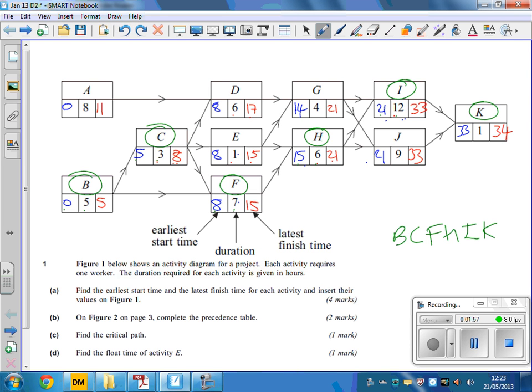And the other one it asks down here is, what's the float time for E? Well, the float time for E, well, that's 9. We can finish by 15, so that float time is going to be 6, isn't it?